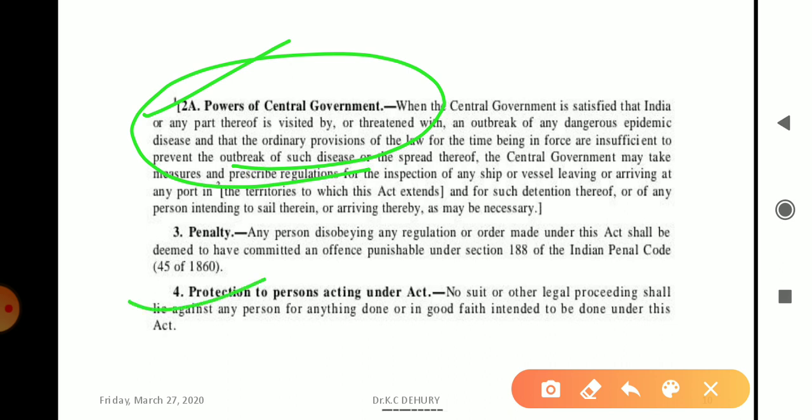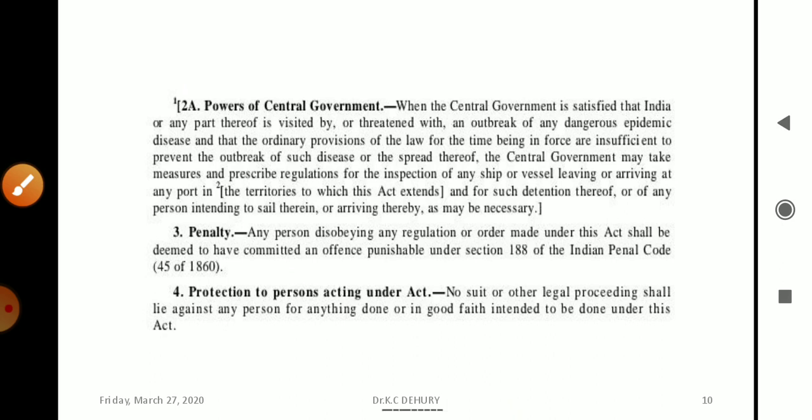Right? And for the protection of persons acting under this act, no suit or other legal proceedings shall lie against any person for anything done or in good faith intended to be done under this act. So no legal proceedings are to be drawn against those persons who have good intention in order to check the infection possibility of this disease.